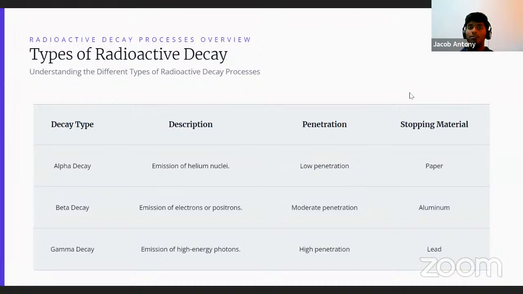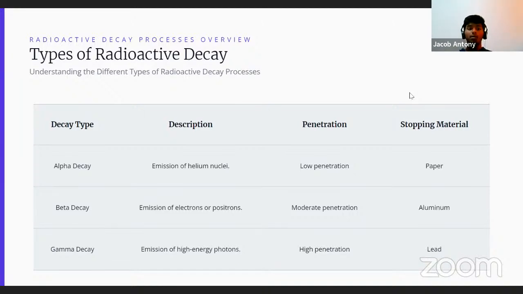Now when we talk about penetration in this slide, penetration refers to how far different types of radiation can travel through materials before they stop. This depends on the type of radiation and the material it's passing through. Like I said, alpha particles have low penetration power. They can be stopped by just a sheet of paper or even the outer layer of our skin. Because they are larger and carry more charge, they lose energy quickly and cannot travel very far.